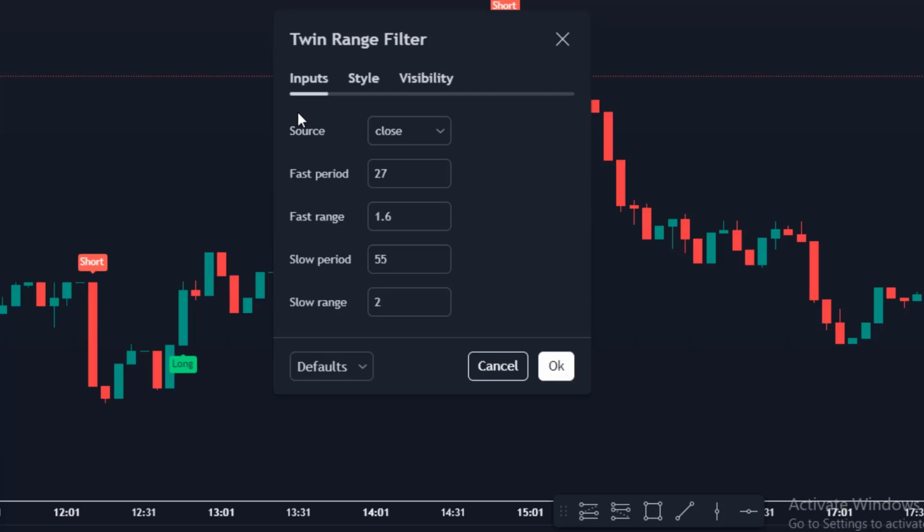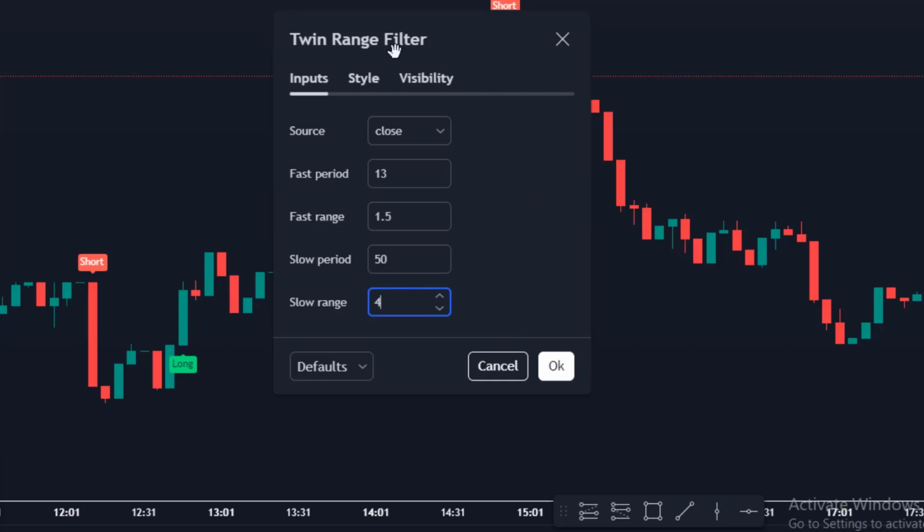Here, we change the Fast Period option from 27 to 30. And now, we change the Fast Range option from 1.6 to 1.5. And now, we change the Slow Period option from 55 to 60. Then we change the Slow Range option from 2 to 4.